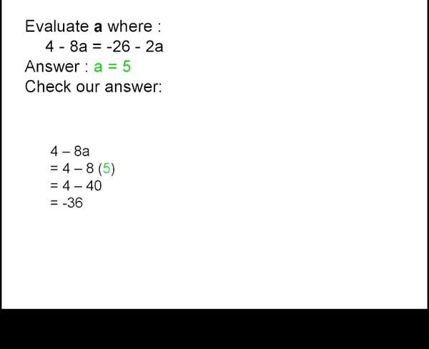So first of all, let's check the expression 4 minus 8a. That's 4 minus 8 times 5, which is 4 minus 40, and you know that gives you negative 36. Let's check the expression on the right hand side. Negative 26 minus 2a is negative 26, take away 2 5s, so that's negative 26 minus 10, which is also minus 36. So we're happy with our answer that our expression minus 36 on the left is in balance with our expression minus 36 on the right hand side, and they're in balance when a is equal to 5.